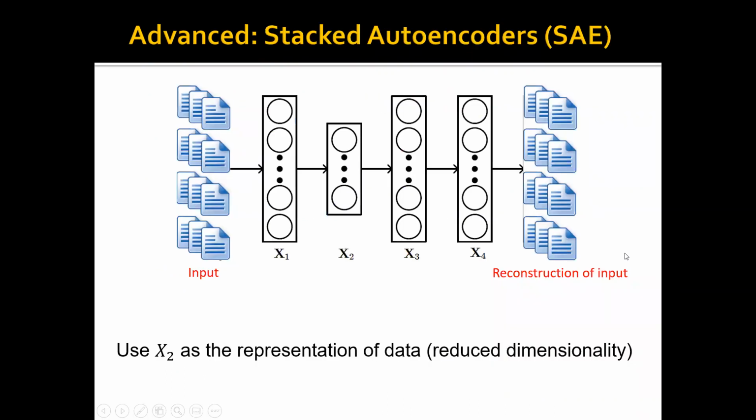Another method of nonlinear dimensionality reduction is that we can use deep learning. The simplest model of doing this is just a stacked autoencoder. It is no more than a simple feed-forward, fully connected neural network where the input will go through several layers of linear and nonlinear transformation to recover or reconstruct the input itself. Usually, the output of the middle layer, which is X2 here, will be used as the representation of the data. And this is the data of reduced dimensionality that we always want.